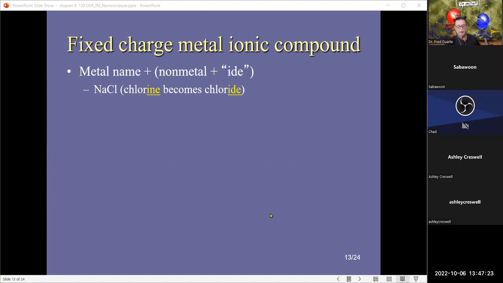So, for example, we got NaCl, okay? As I mentioned, it's sodium chloride because we're dealing with the ion chloride. All right.